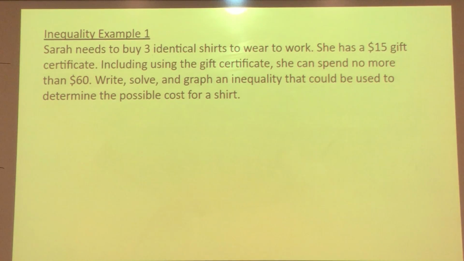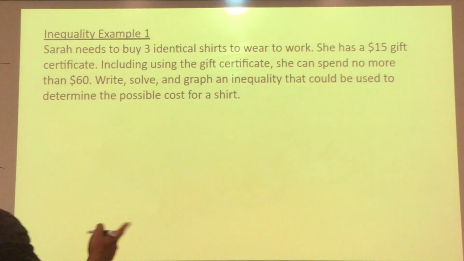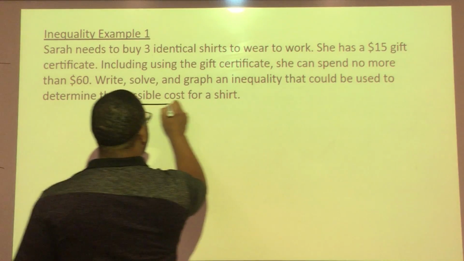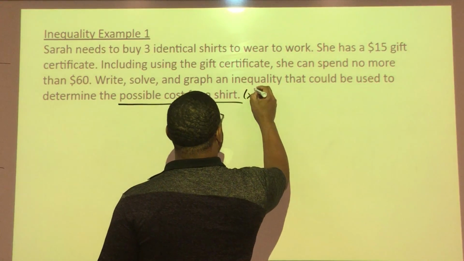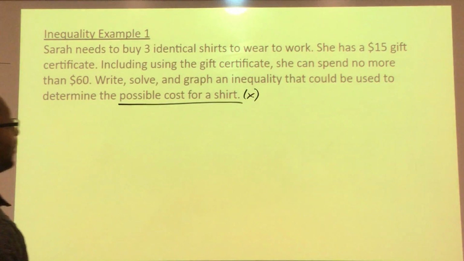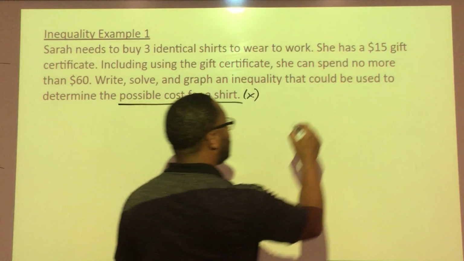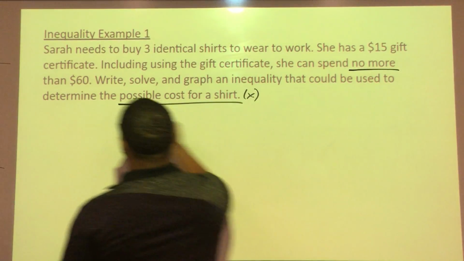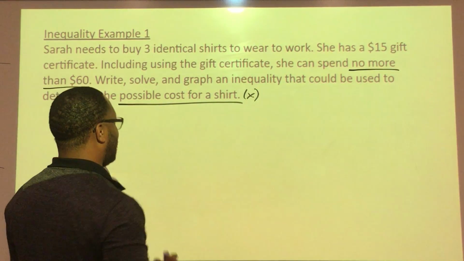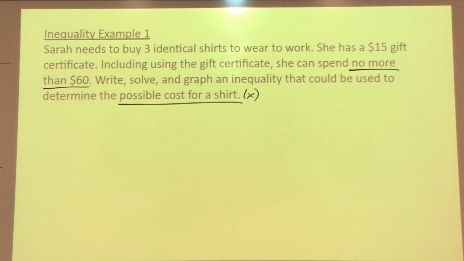So what does X represent here? Well, X represents the possible cost for a shirt. That's the unknown piece that I'm trying to figure out. And while we're here, we need to look at some vocabulary, because we know that this is an inequality because it gave us a certain phrase. Okay? It says that she can spend no more than $60. So that's what lets me know that this is an inequality.